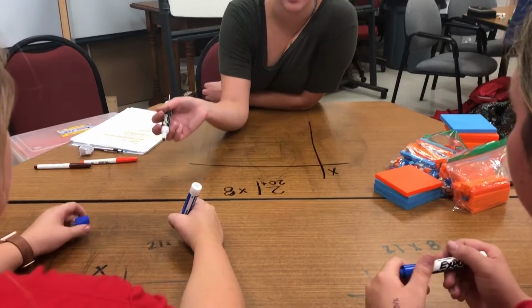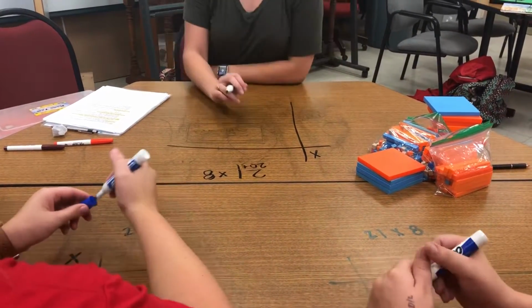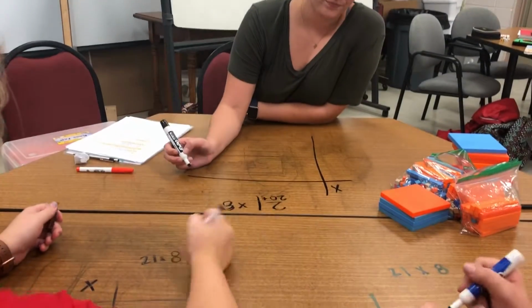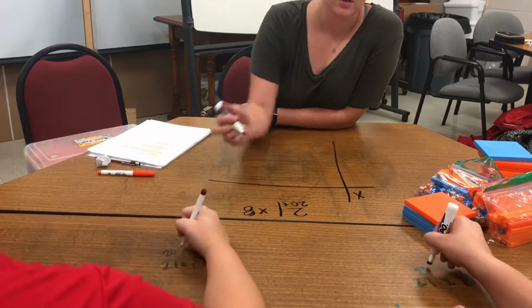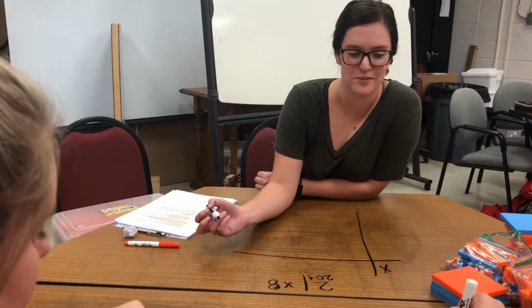Just 8. Would you put a 0 first, or do you not have to do that? No, you do not have to do it. We know it's in the ones place. So we're going to do manipulatives first. Already? I just don't want to rush them.